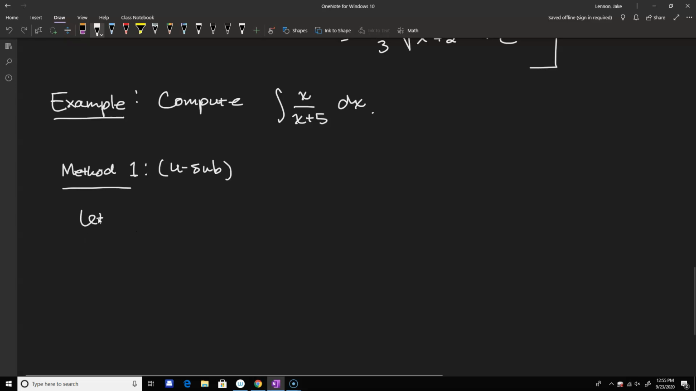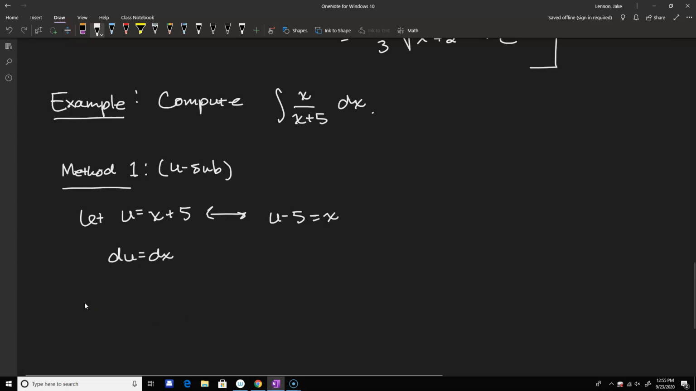Let's let u be equal to what that denominator is, x plus 5, and then du will actually equal dx. But we can solve for x also, right? If you subtract 5 from both sides, you get u minus 5 is the same thing as x. So we're going to be able to use that to replace the top, right? The top can be replaced by u minus 5, and the bottom can be replaced by just u.